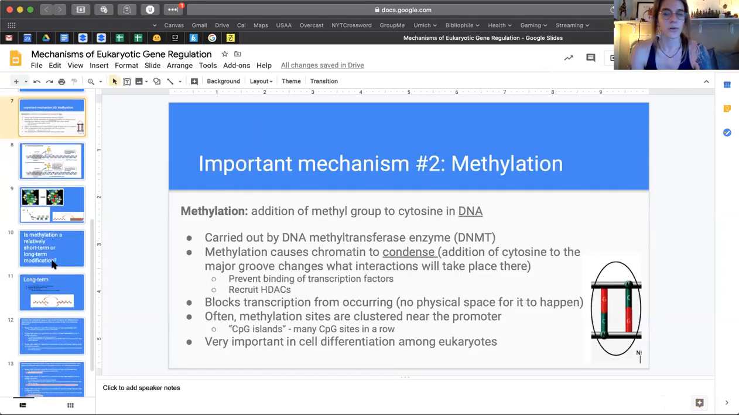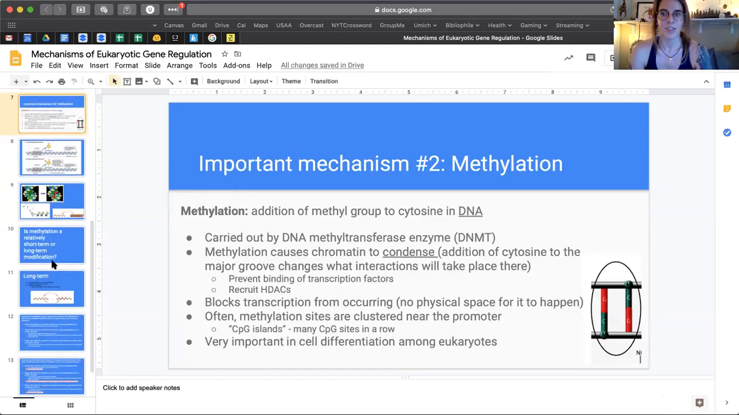Okay, so now moving on to methylation. Methylation is going to be more of a long-term modification, and we can see how this works in just a second. Essentially, methylation is referring to the addition of a methyl group to cytosines in the DNA itself, so actually inside the DNA strand. This is carried out by an enzyme called DNMT, which stands for DNA methyltransferase enzyme.